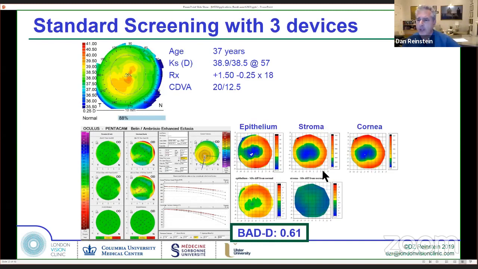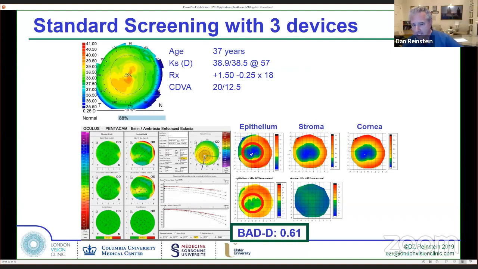Okay, so we get an epithelial map. This is from high frequency ultrasound, of course. And we see this classic donut pattern under this totally normal topography. And when we look at the standard deviation of the pattern deviation from the population, we see that there is focal thinning in that region.